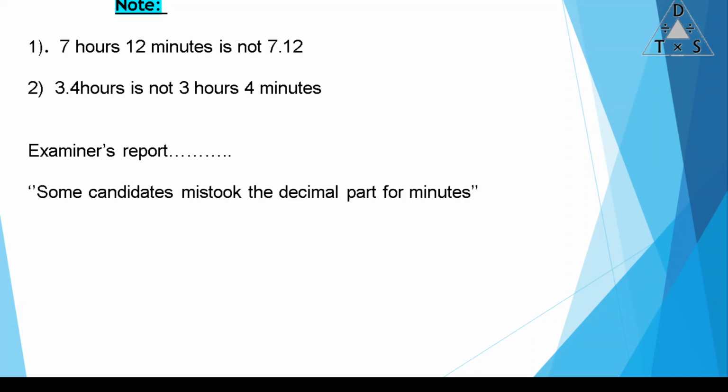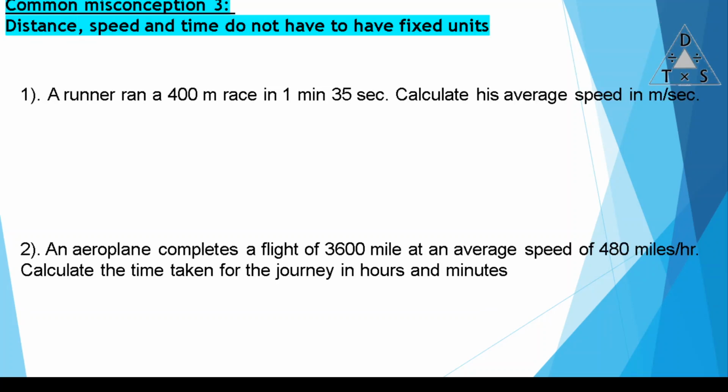Something to note there: 7 hours, 12 minutes is not 7.12. And 3.54 hours is not 3 hours, 4 minutes. It's also not 3 hours, 40 minutes. Going by the previous examiner's report, some candidates mistook the decimal part for minutes. Please do not make that mistake when you're revising and when you're addressing such questions.